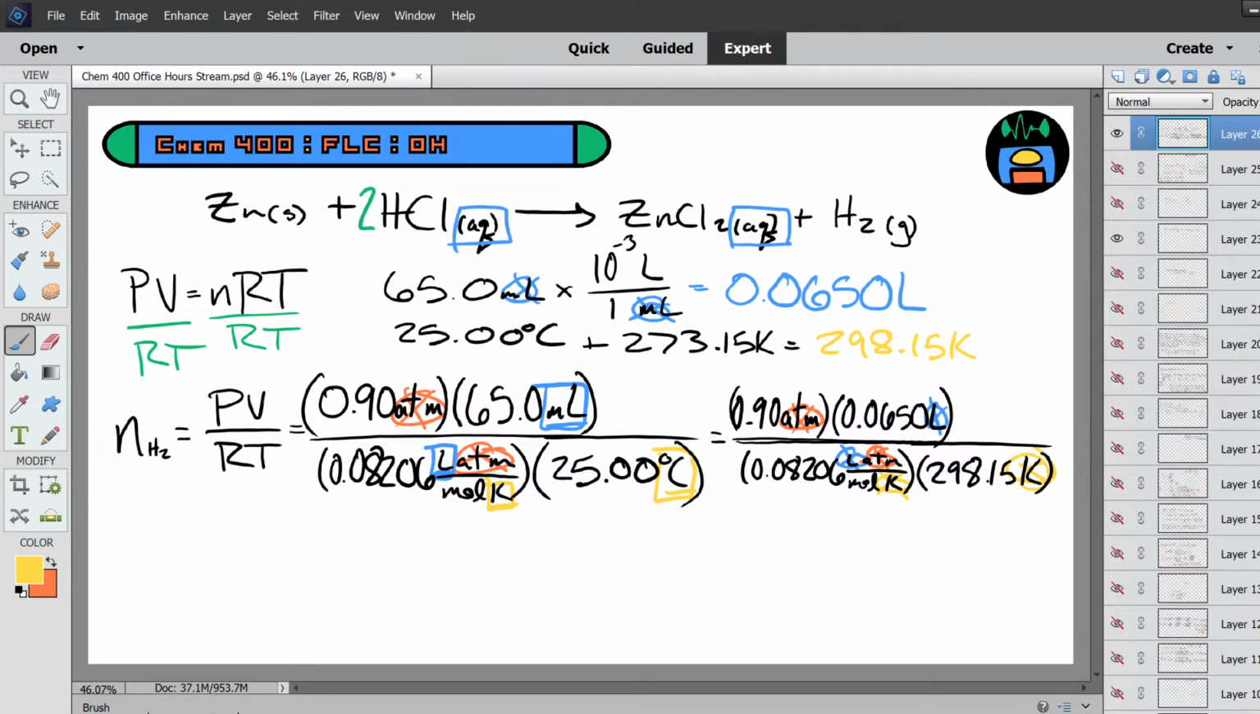0.9 times 0.065 divided by 0.08206 divided by 298.15 gives us our quantity in moles.